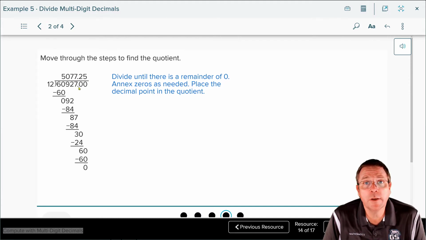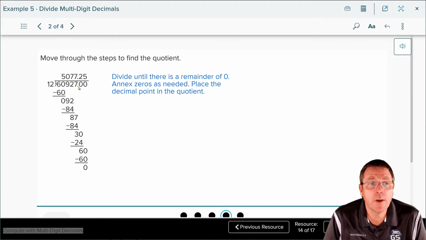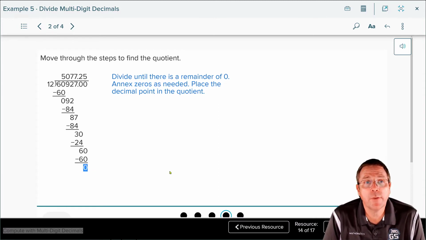So that invisible decimal, they brought it back in. And what did they do with it? They moved it straight up. They annexed in zeros as needed, just like we'd shown before, and kept dividing until they got to that point right there where they did not have a remainder anymore.